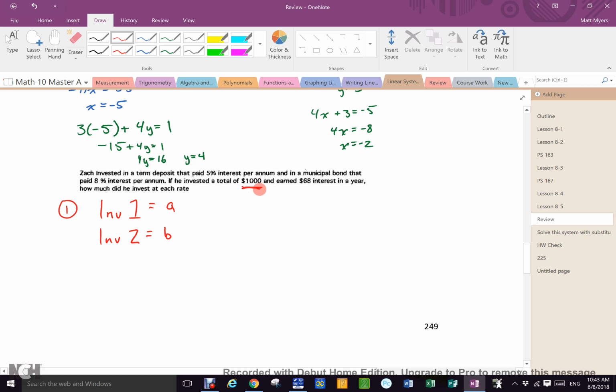What do I know? I know that he invested a total of $1,000, right? So I know that A plus B had to be $1,000, yes? And I know that 5% of A plus 8% of B earned him $68, yes? This bothers you. Why? Decimal. You don't like the decimals, so you want to get rid of them. I do that, of course, by multiplying by 100. And I get 5A plus 8B equals 6,800. And I still had A plus B equals 1,000. Right?